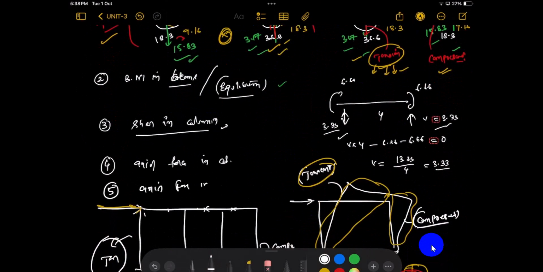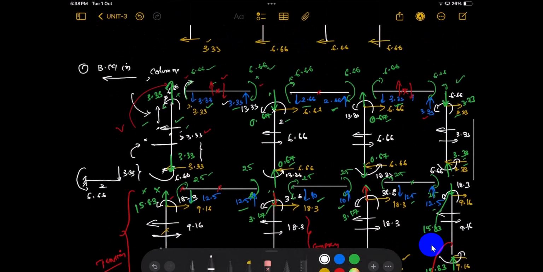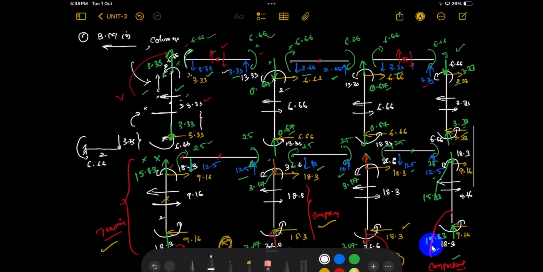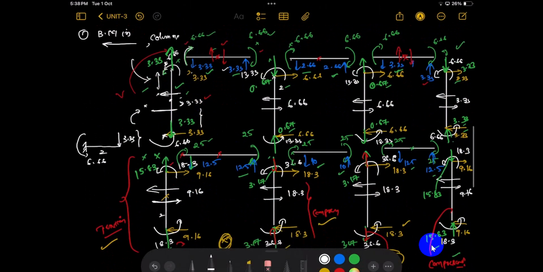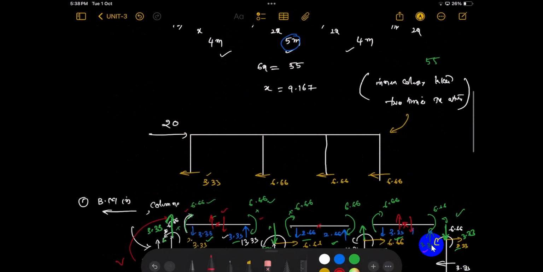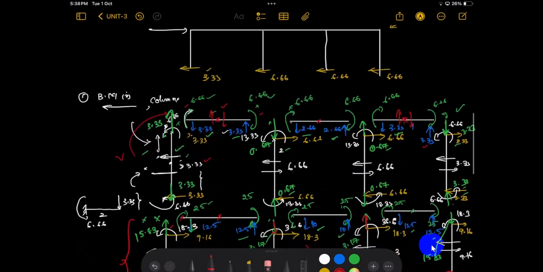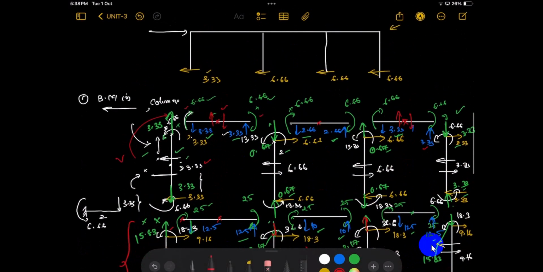Last one thing: axial force in beam. Okay, axial force in beam. I will use another color, I will use red color. See here, what is the value? 20. So 20 force in the joint. If you observe it, it's 3.33. So the total force in the joint is 20.